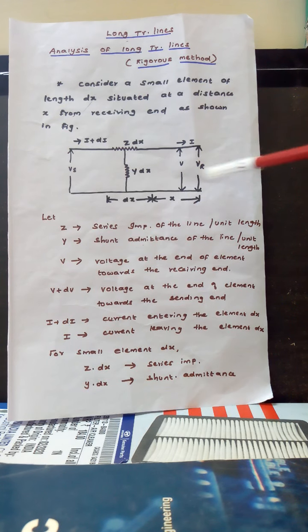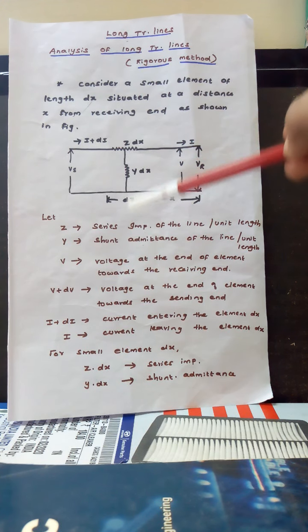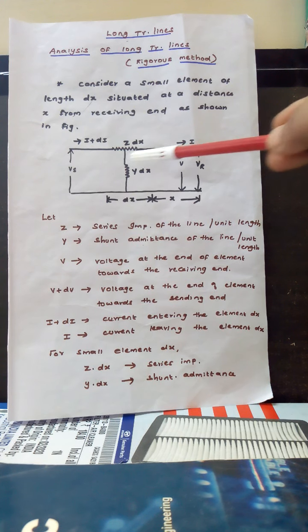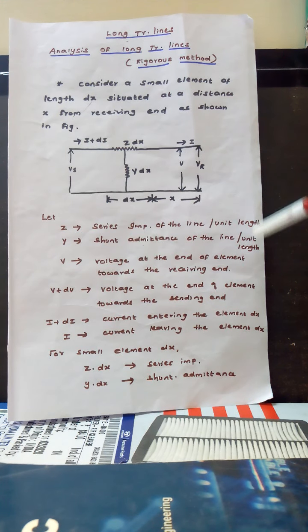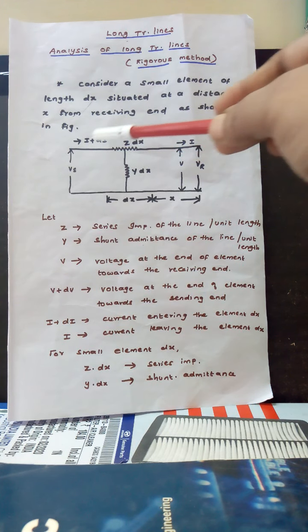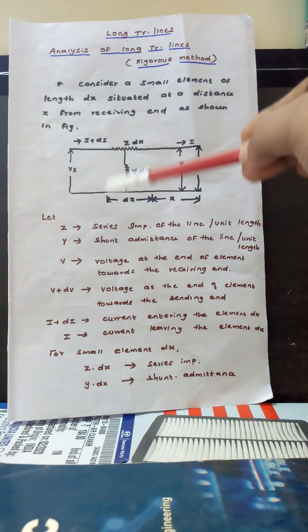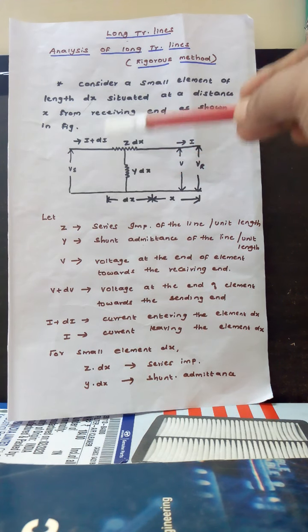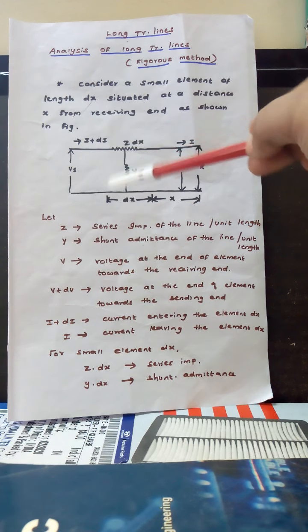So we can see here we are considering an element of length dx at a distance x meters from the receiving end side. We can see from the figure, correct? Here z is the series impedance per unit length, and y is the shunt admittance per unit length. The voltage at the receiving end side is V, and the current leaving the element is I, as well as the current entering the element is I plus dI, and the voltage at the sending end side is V plus dV.